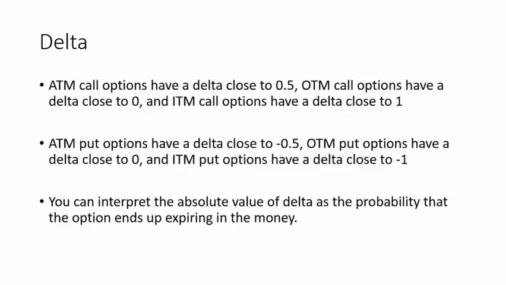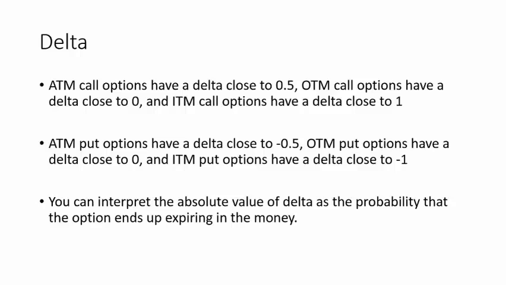With put options, the same logic is going to apply. So at the money put options have a delta close to minus 0.5, okay, for the same logic as the call options. Out of the money put options have a delta close to 0. So in this case, they'll still be negative, but they'll be close to 0, say minus 0.1 or minus 0.2. And then in the money put options have a delta close to minus 1. Okay? And again, this is basically a situation where the stock is going to move exactly opposite to the option, right? Because it's close to minus 1. So the same principle applies.